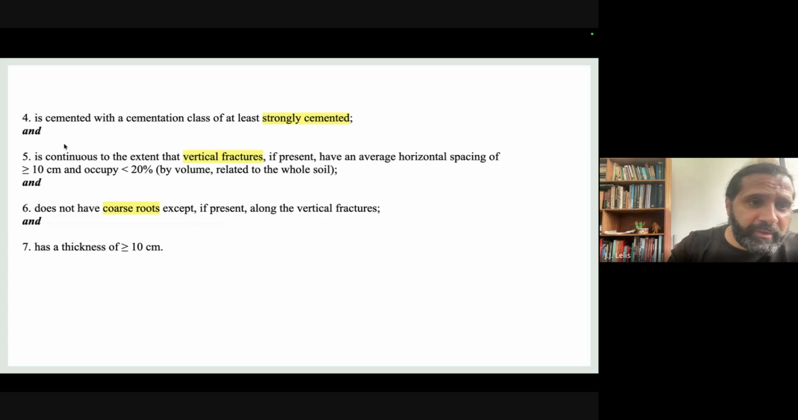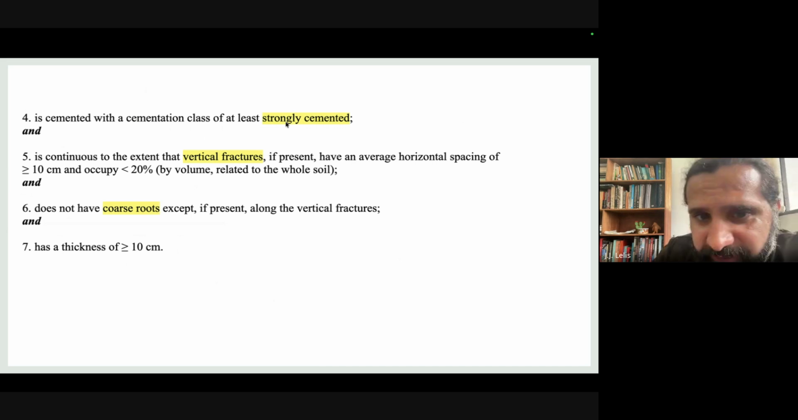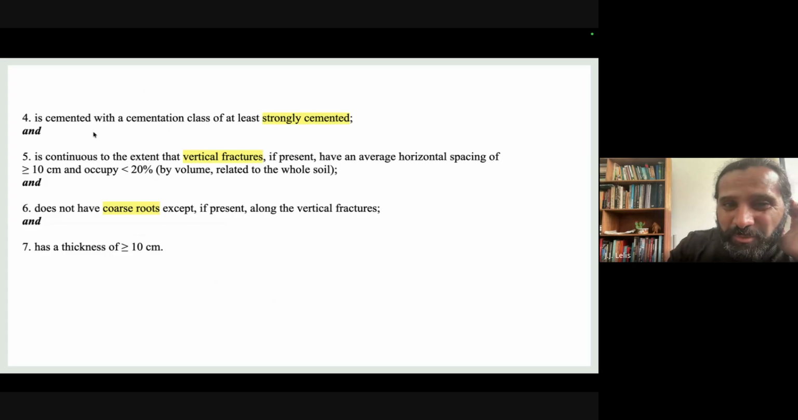The petroplinthic horizon should be cemented with a cementation class of at least strongly cemented. So you can hardly break it with your hands, knife, or shovel. It's easier to break with heavy machines, some equipment. And it's continuous to the extent that vertical fractures have an average horizontal spacing of 10 centimeters or more and occupy less than 20% of the volume, okay?